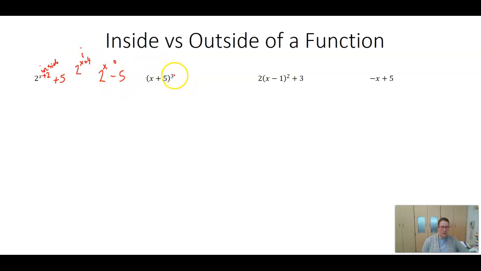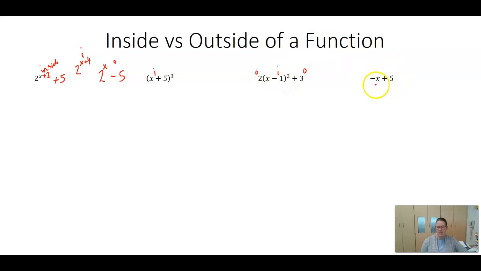x plus 3 cubed, because of that third power, this is a cubic function, and because this plus 5 is happening on the inside of the parentheses here, it's happening before the third power is applied, this is on the inside. Here we have a quadratic function, and we have actually 3 different transformations. We have a multiplied by 2 on the outside, a minus 1 on the inside, and a plus 3 on the outside. So again, everything that happens on the outside of the parentheses is considered outside of the function. Everything that happens inside the parentheses is inside.